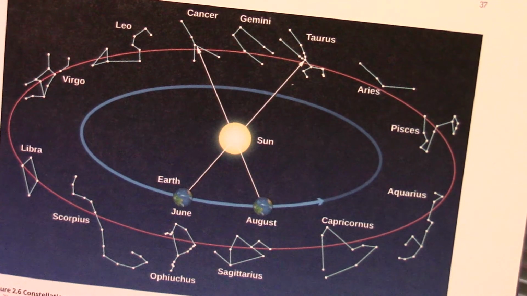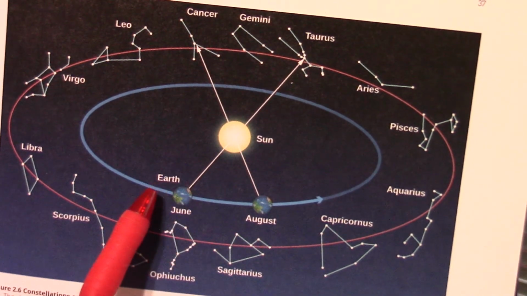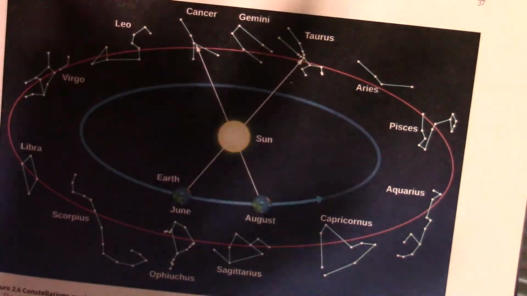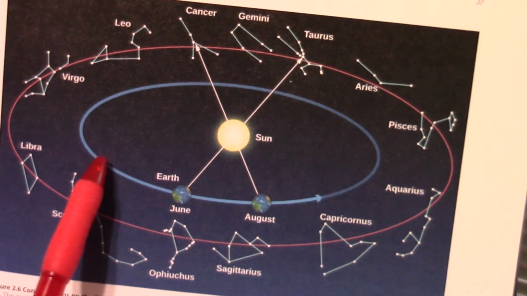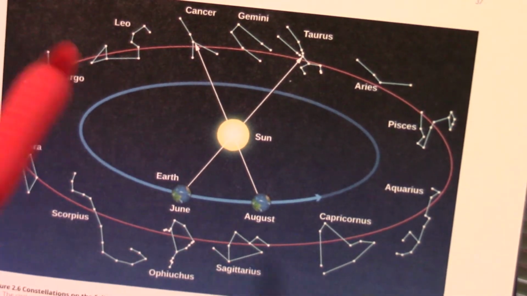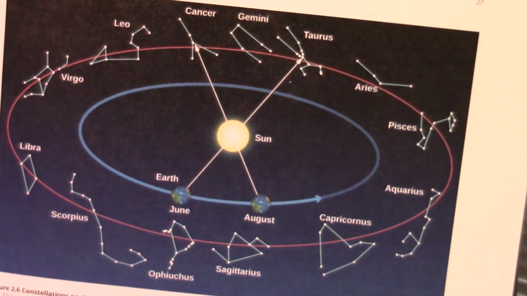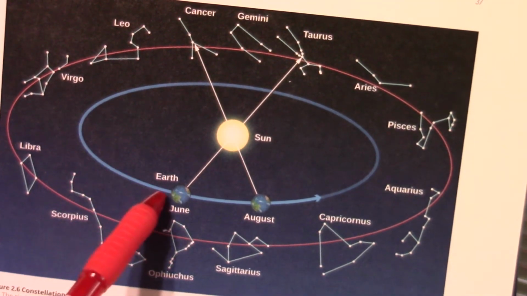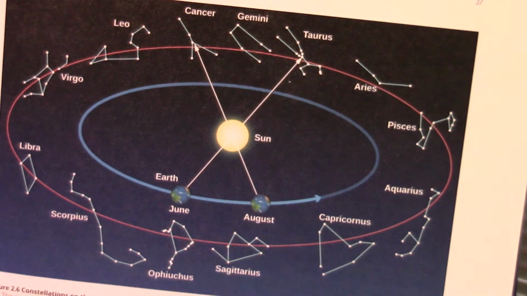Well, remember, we all know that Earth orbits the sun. If you're looking from the north, Earth orbits the sun counterclockwise, right? On a clock, the hands go from 1, 2, 3, 4. Counterclockwise is as if the clock was going backwards. So Earth orbits the sun counterclockwise, right?